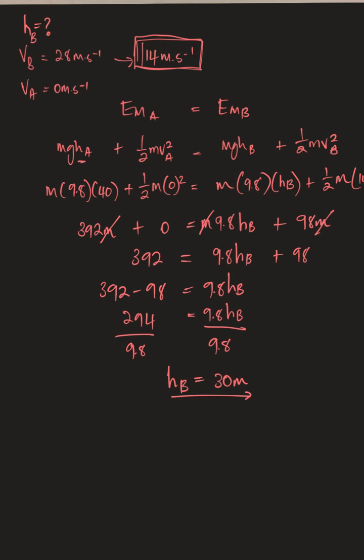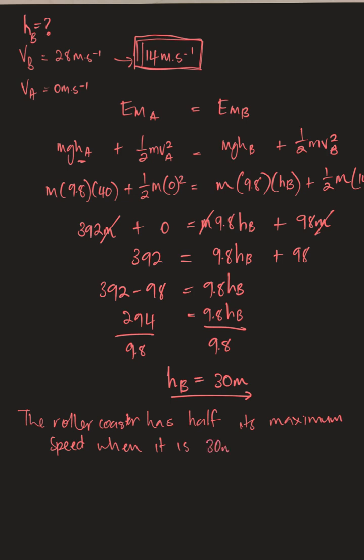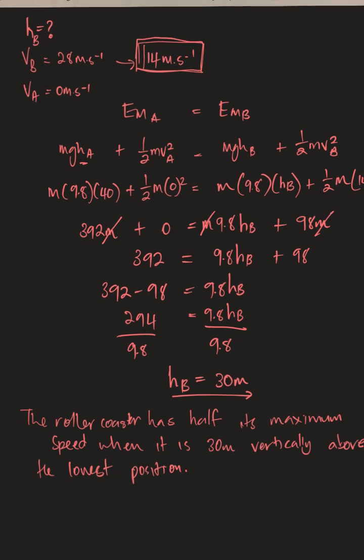All right, so that means that the roller coaster has half its maximum speed when it is 30 meters vertically above the lowest position. Alright, so that's how you would do this kind of a calculation.